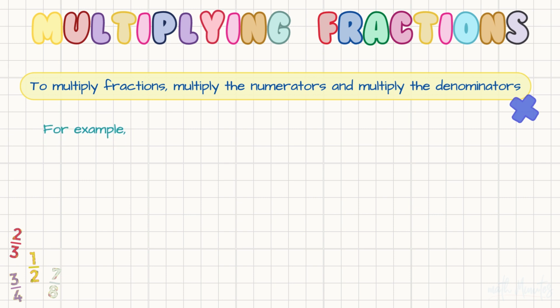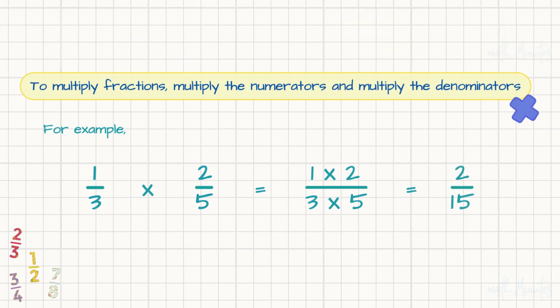For example, if you want to multiply 1/3 by 2/5, we multiply the numerators. 1 times 2 equals 2, and the denominators 3 times 5, which equals 15. So 1/3 times 2/5 equals 2/15.